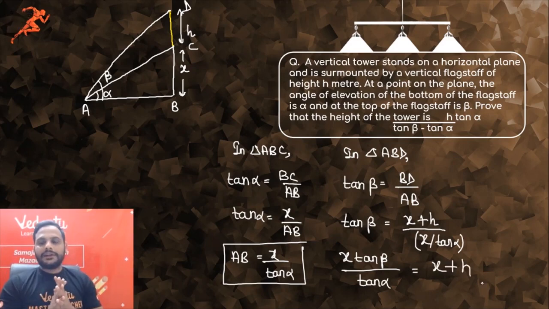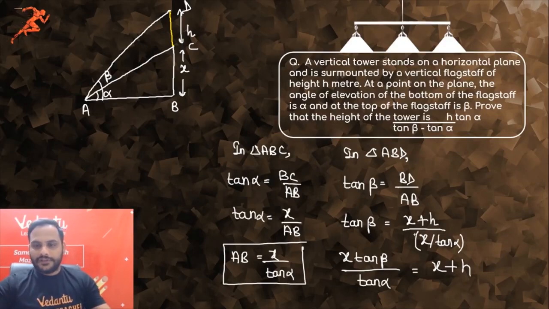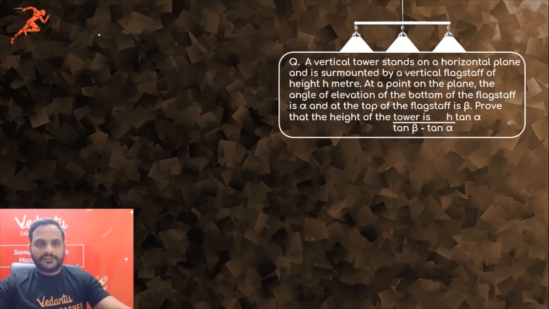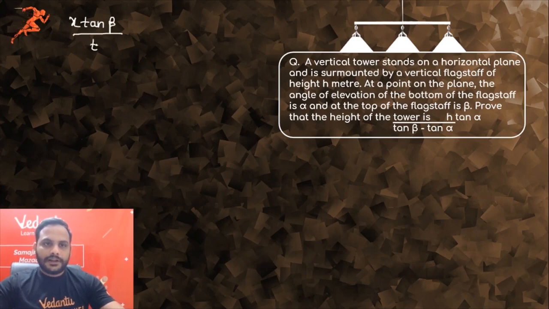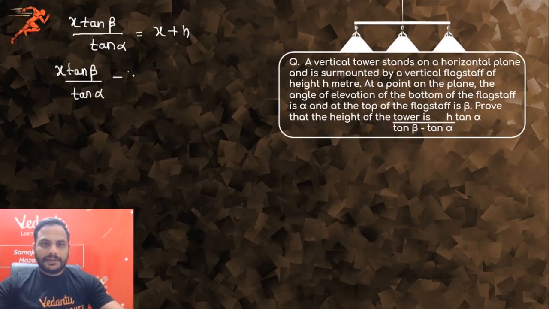Now I need to separate x and get the value of h. So this is the equation. Let us simplify this further. We have x tan beta upon tan alpha is equal to x plus h. Shift this x over there. So x tan beta upon tan alpha minus x is equal to h.